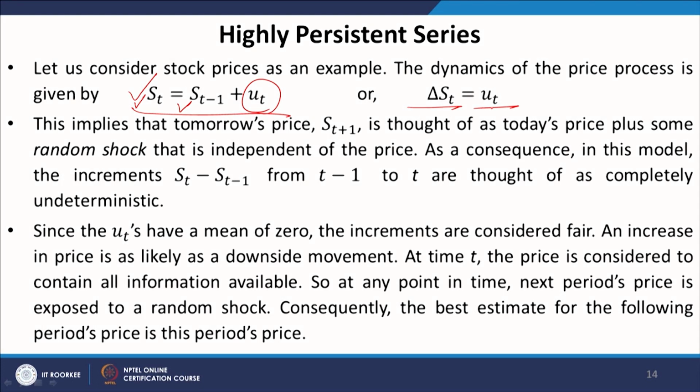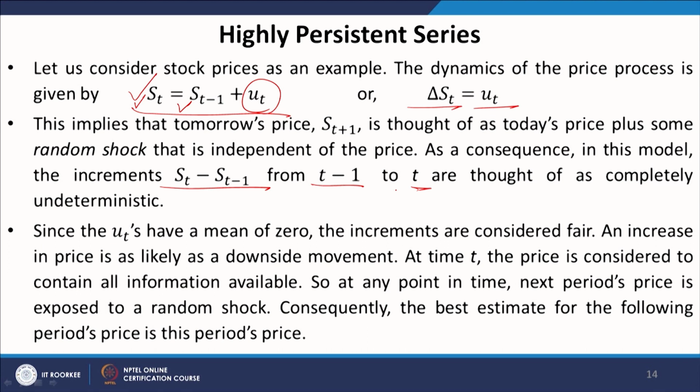This implies that tomorrow's price, that is St plus 1, is thought of as today's price plus some random shock that is independent of the price. As a consequence, in this model the increments St minus St minus 1 from t minus 1 to t are thought of as completely undeterministic. We cannot determine them. Since the ut's have a mean of 0, the increments are considered fair. An increase in a price is as likely as a downside movement.